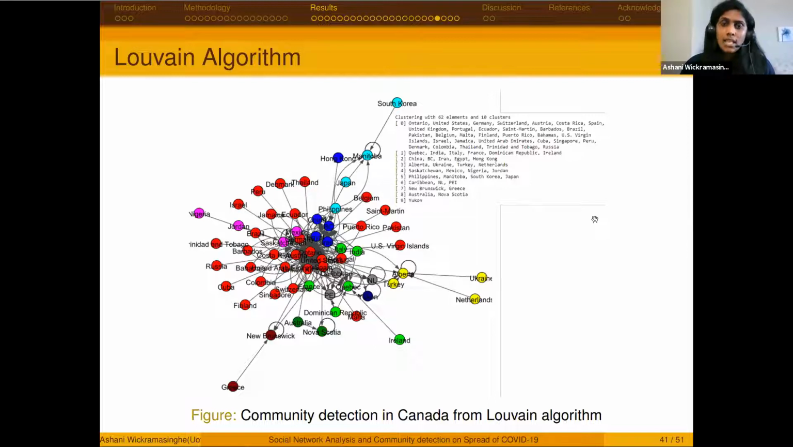The Louvain algorithm gives 10 clusters. A big cluster can be seen around Ontario, which is the highest in-degree state. Here, Yukon is considered a separate community. Also, we can see here Manitoba, Japan, Philippines, and South Korea in one cluster.